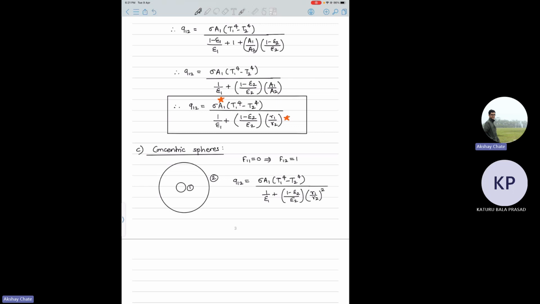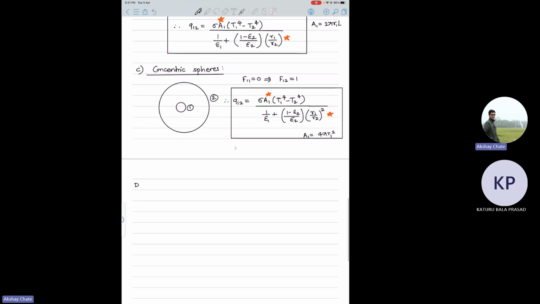So this is the only difference here. For the cylinder, A1 is nothing but 2 pi R1 into the length of the cylinder. If it is given, take the value, otherwise you can calculate it per meter. But here A1 will be 4 pi R1 square. So you should note the difference, that it's a square, not just a first power. Okay, so this is regarding the concentric spheres case.